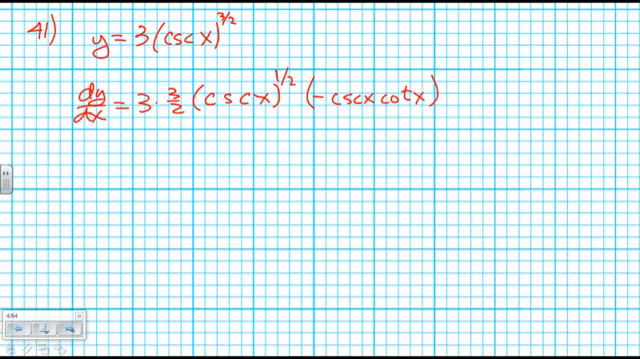Clean up. Not too much going on here. 9/2. And I can't combine those at all. Wouldn't it be negative 9/2 because you have a negative? Oh, yep, negative 9/2. And then this is going to be cosecant x to the 1/2 power, cosecant x cotangent x.